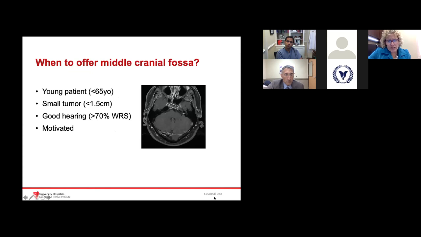So in our practice, we generally offer the middle fossa approach to patients who are younger. These are people who are less than 65, have small tumors and good hearing, and are motivated. And I think that's one of the key points here, right, is that for most patients will elect to observe a tumor, but there is certainly this subgroup of patients who will say, no, I don't want that thing in my head. I want you to try to save my hearing and take it out.